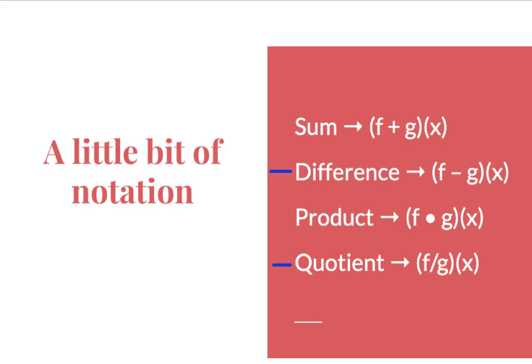So I have the sum, which is what we just looked at. We also have subtraction, which is where I say f minus g of x. I have product, where I say f times g of x. And I have the quotient, where I say f divided by g of x.